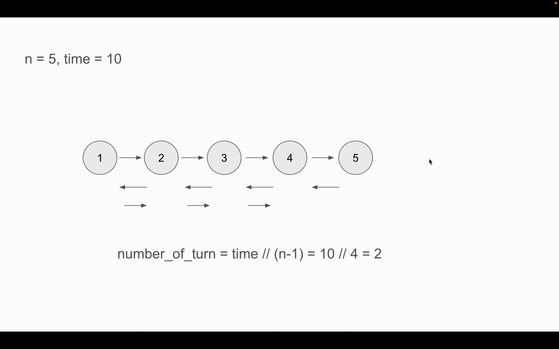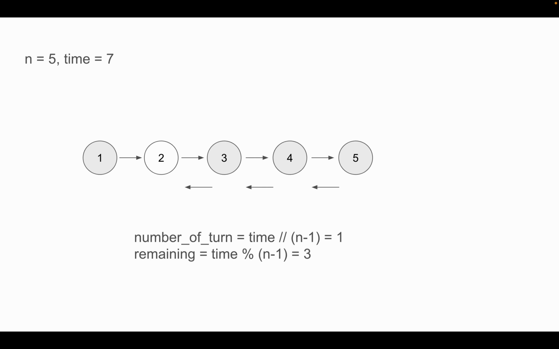The other example is, let's say we have n equals 5, time equals 10. We find the number of turns again by time divided by n minus 1, which in this case is 10 divided by 4, and then it's 2. That means the number of turns we're doing is 2, which is an even number, so we're moving forward.